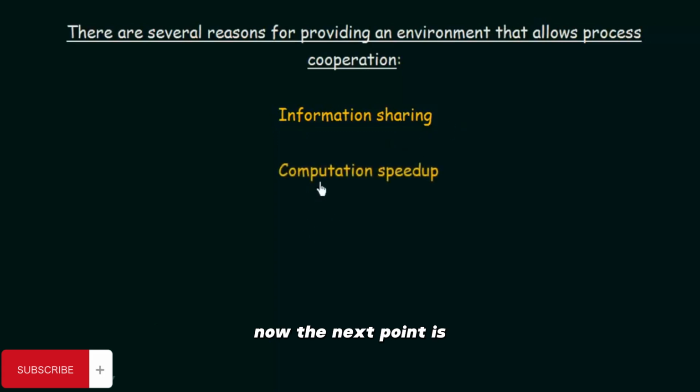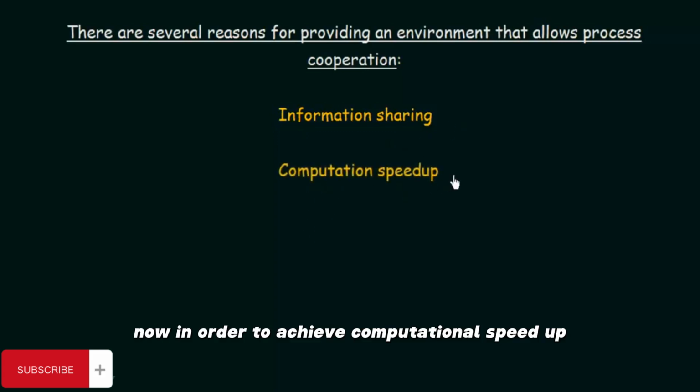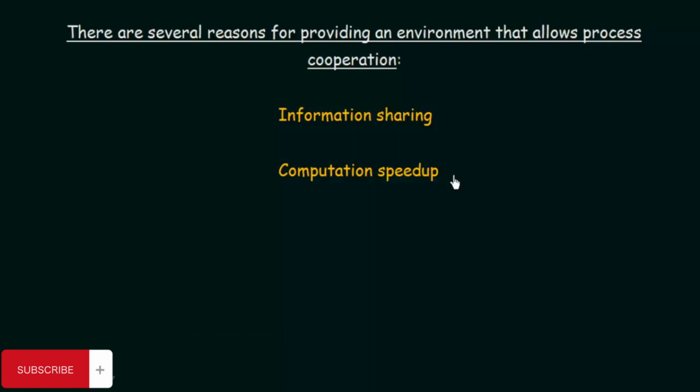Now the next point is computational speedup. In order to achieve computational speedup, if we have a task, we will have to divide that task into several subtasks, and all these subtasks will be made to run concurrently. In that way, we can speed up our system.